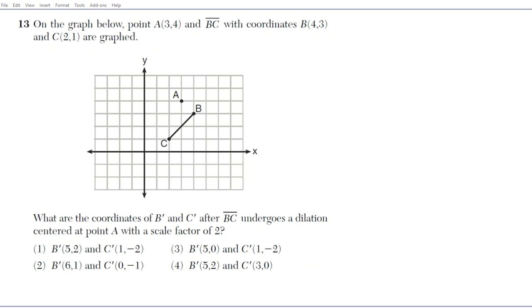Alright, so there are two ways we can solve this problem. We can do it graphically, and we can do it arithmetically, okay? I will show you both ways of doing it, and then on the exam you can pick whichever method you like to solve this problem. Let's start with the easier one, which is a graphical approach. So what we're going to do is we're trying to dilate this segment about this point right here, okay? The goal is to cause the resultant figure to be twice as long as this.